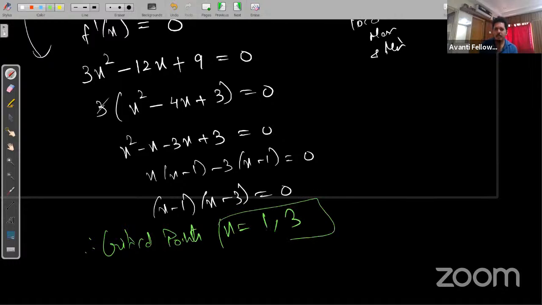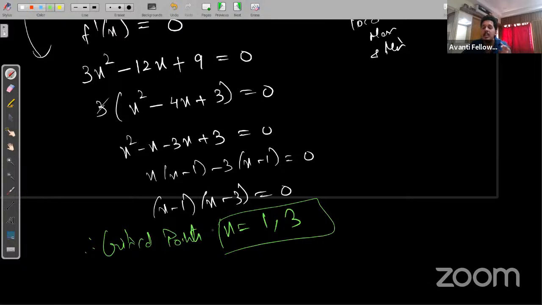Guys, listen to me once, everyone. Don't get confused. These are the points. These are not the values. If you substitute these points in f of x, then you will get the maximum value and minimum value. Sometimes he will ask you like this, guys. He can ask two types of question. One type of question is at which point you will have local maxima or local minima. That is one question. Then this is the answer.